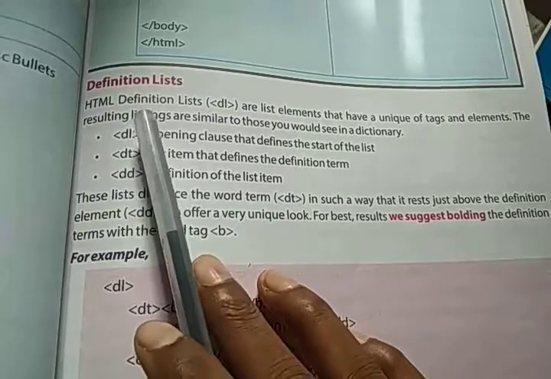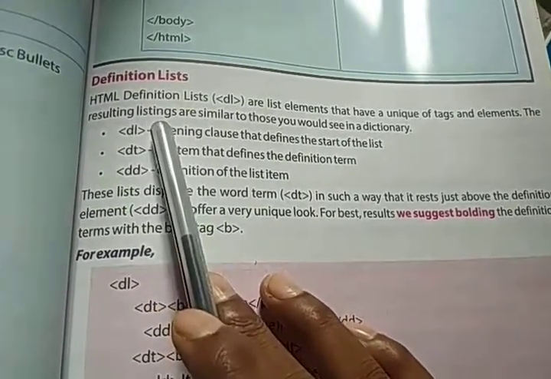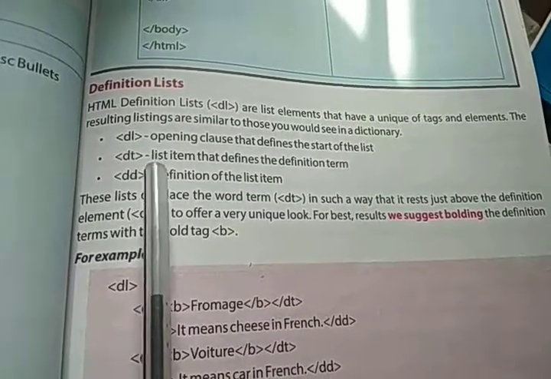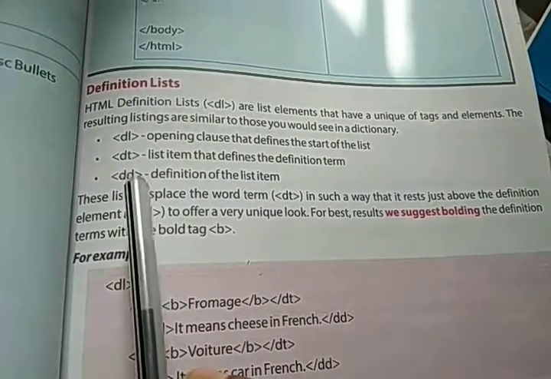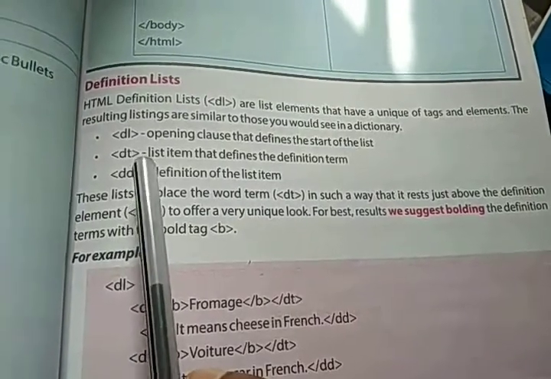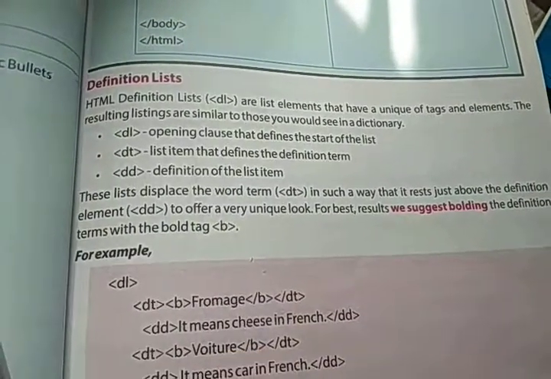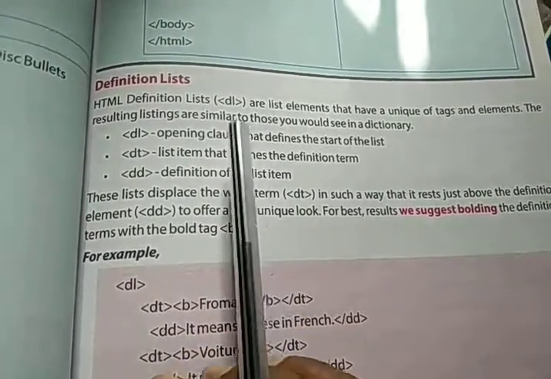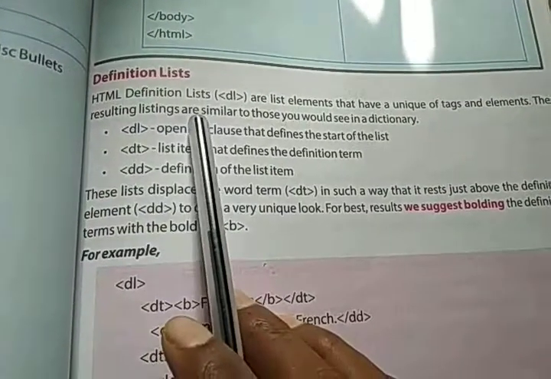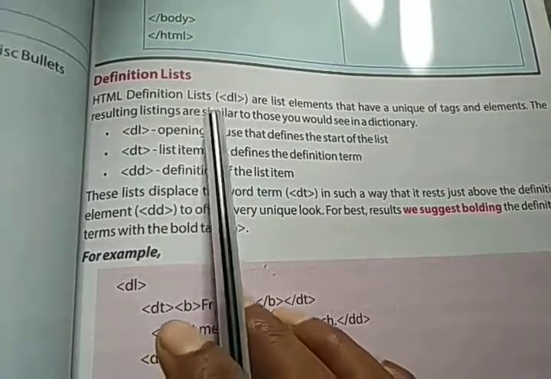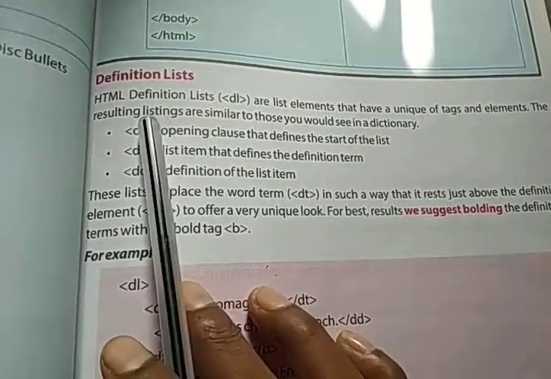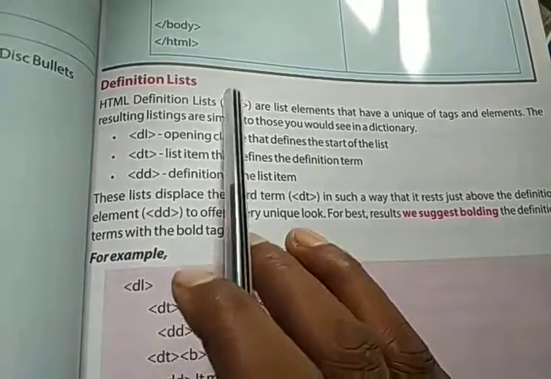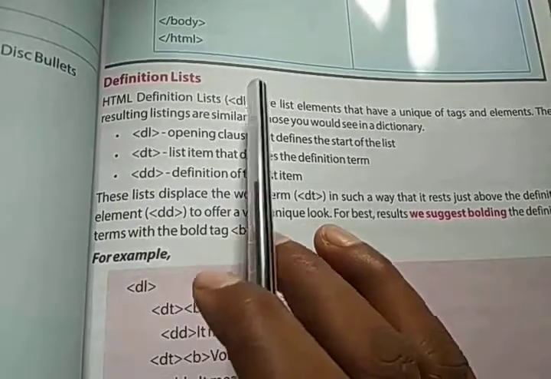Students, today we will discuss the definition list in HTML. So take out page number 89. But before starting this class, if you have any queries about earlier topics, you can ask me. Okay, students, take out your book and we will start the topic. Definition list means DL. Here you can see that DL is enclosed in angle brackets.